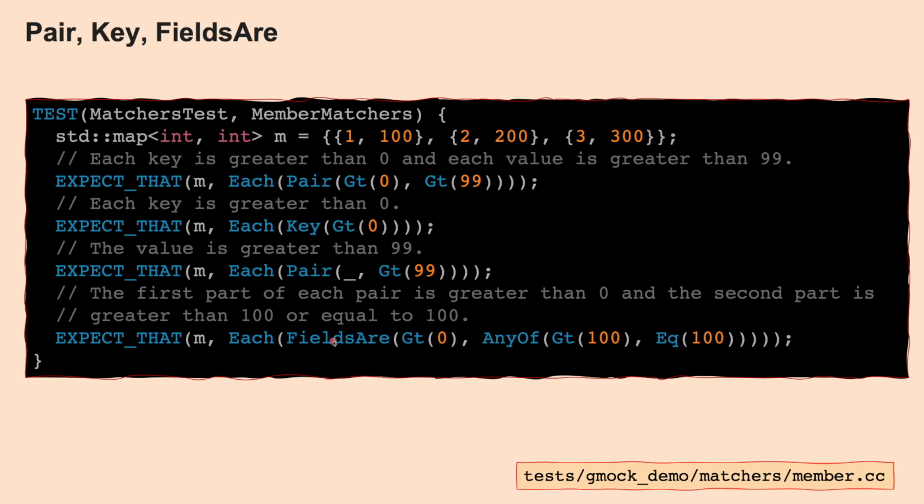Another matcher which matches the fields of a container or an object is called fields are. So here I'm saying expect that each item inside M has the following fields. The first field matches greater than 0, and the second field matches any of greater than 100 or equal to 100. So in short, we are saying the first part of each pair is greater than 0, and the second part is greater than 100 or equal to 100. You can run this example yourself from this path.